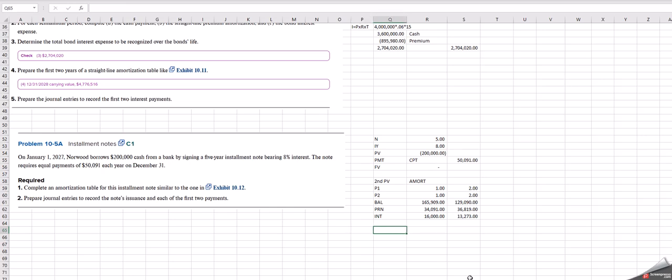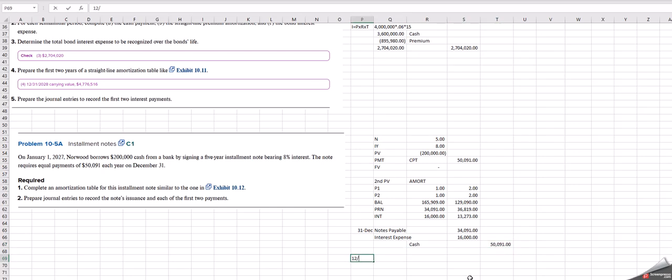So then our journal entry for the first two payments, again, would be December 31st, and we are going to debit the notes payable for the amount of the principal, so $34,091. We're going to debit interest expense for the $16,000, and then we're going to credit cash for the $50,091.